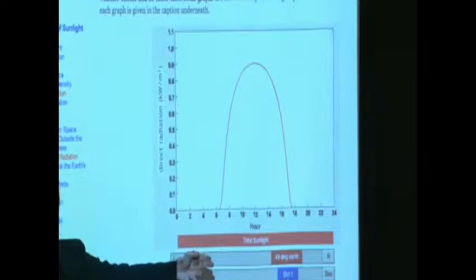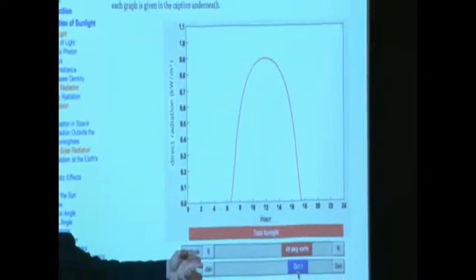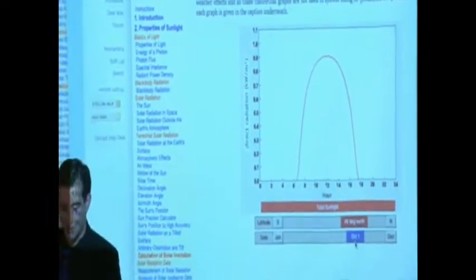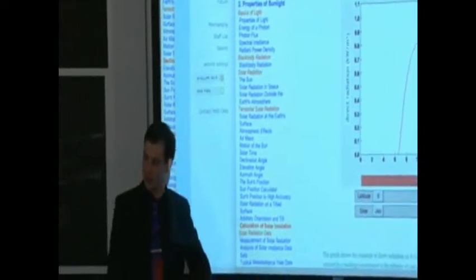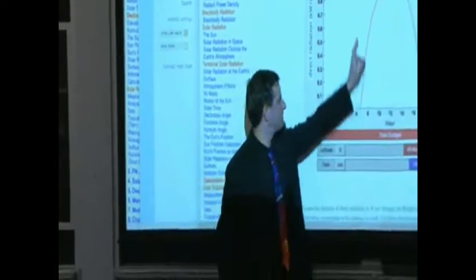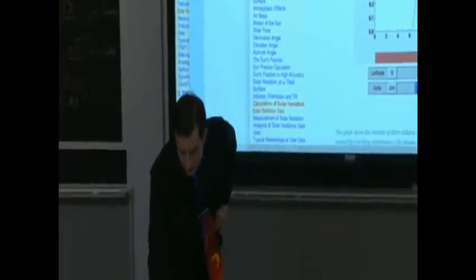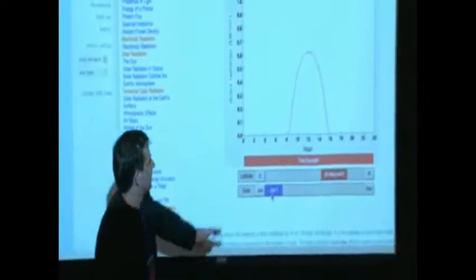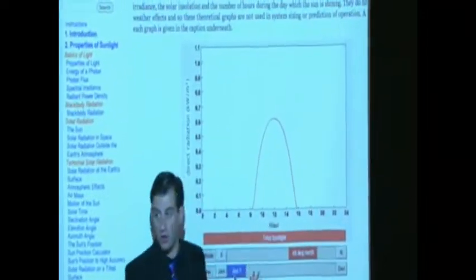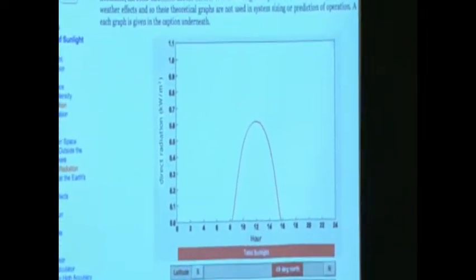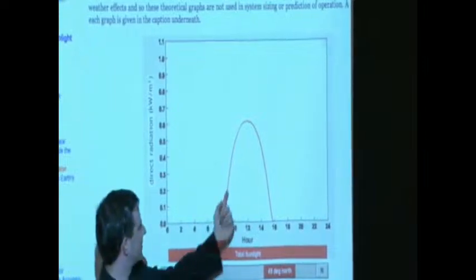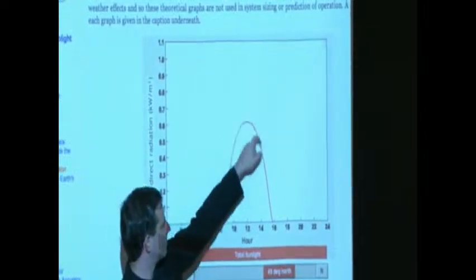Power times time is energy. Energy per unit area, right? So you're going to be able to calculate the total amount of energy falling on a given area per day, let's say, right? So if we look at the size of this little curve in winter, the total area under this is going to be very small. That's because the solar resource is very small, and the sun rises late and sets early in winter.